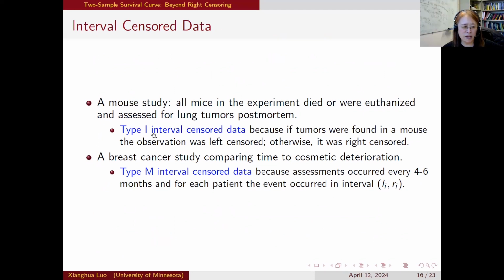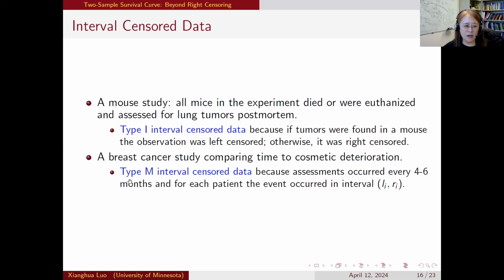So in the textbook, we can find different types of interval censored data. For the first, the so-called mouse study, all animals in the experiment died or were sacrificed and assessed for their tumors after they died or were sacrificed. So this is an example of type 1 interval censored data, because if tumors were found in the mouse at the observation time, then it's left censored because the event occurred before the sacrifice time or death time. Otherwise, it would be right censored.